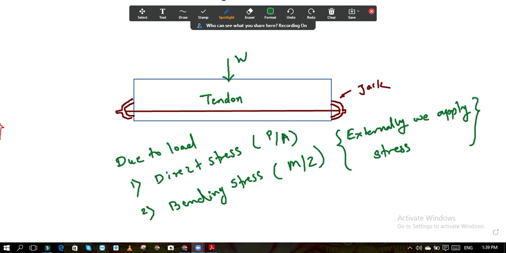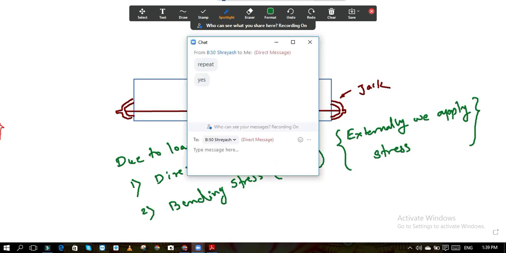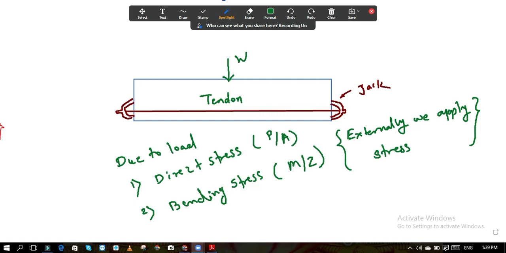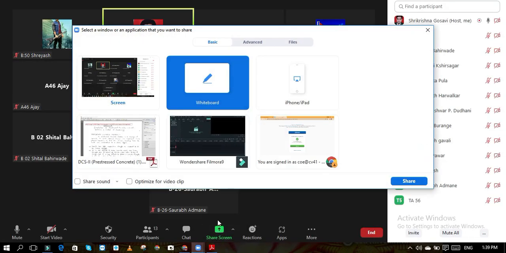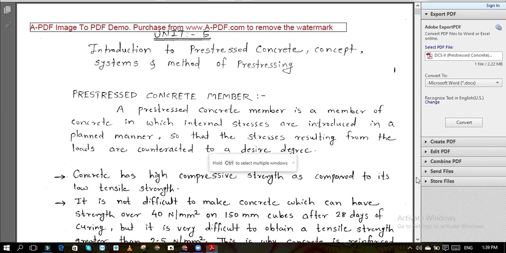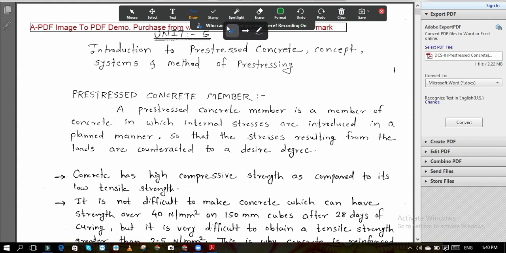Is it okay now, or shall we move further, or do you want to repeat this once again? Is it okay? Yes, no? Okay. Yes, okay. So now again we will move to our slide. Okay, now here you can read. These are my notes. I have written this.